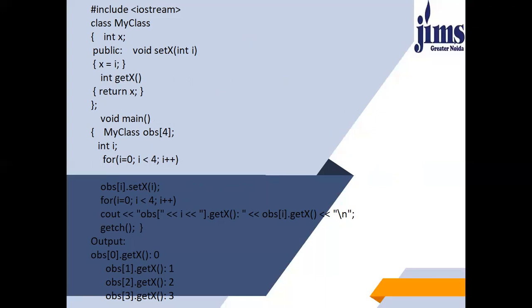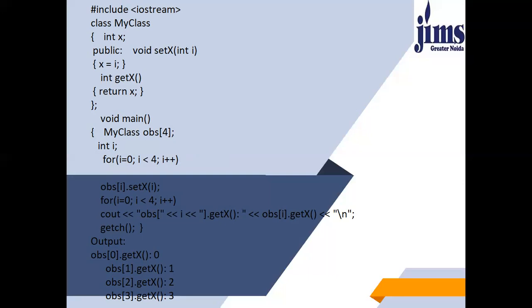As you already know, for initializing an array or for using an array, you have to use a loop. So here I have used a for loop, for i equals 0, i less than 4, and then you increment the value of i, i plus plus. Here the name of the object is obs, then the index i dot setx, because setx is the function which is setting the value of x equal to i.